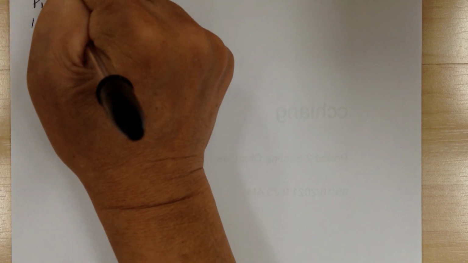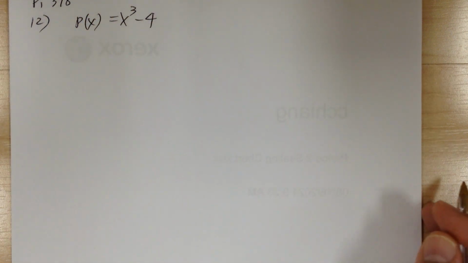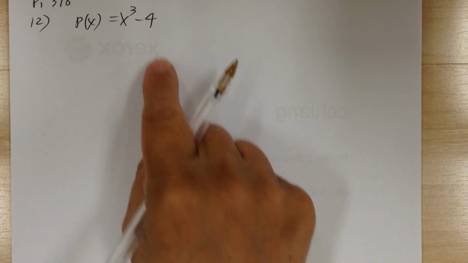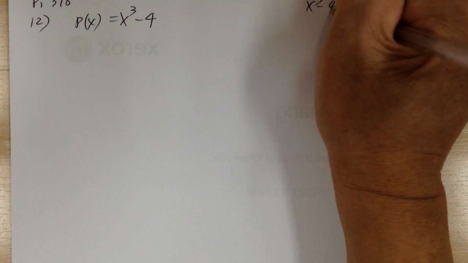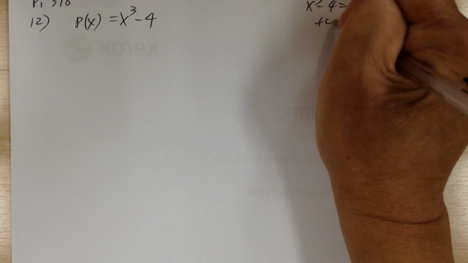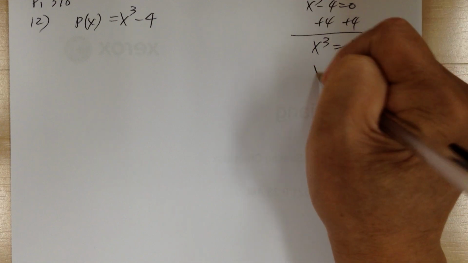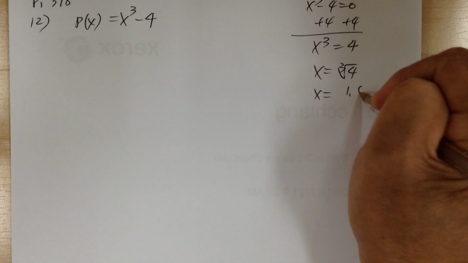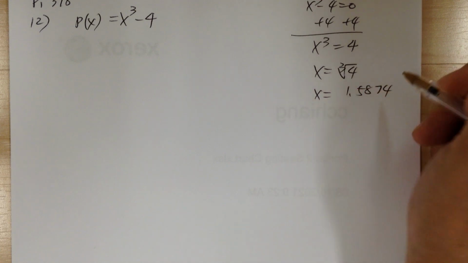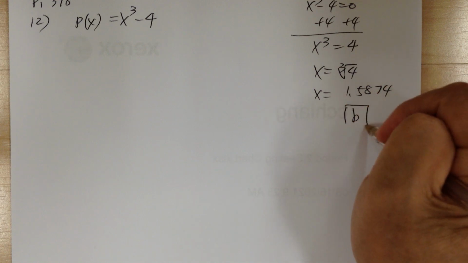Okay, number 12, you've got P of x equals x cubed minus 4. Now, obviously, the easy way to do it is to solve. Just set it equal to 0, add 4 on both sides, x cubed equals 4, then x equals the cube root of 4. So x is equal to 1.5874. And therefore, by just looking at that, the answer would be B, right?